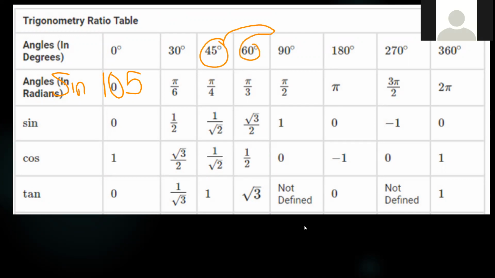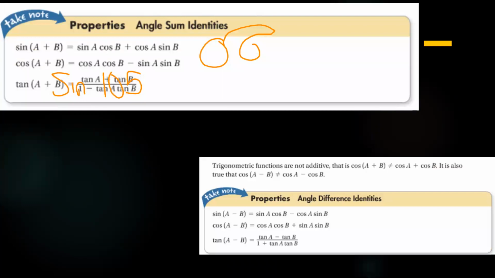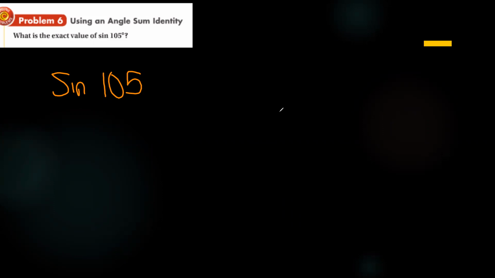Teacher, it is 45 and 60. As you see, they are 45 plus 60. If you add them, you get 105. So now, Teacher, in the question, should you tell us if we are going to use the sum or the difference? No, you can use any one you want. You will get the same answer. Okay. Now here, we have sine of 60 plus 45.